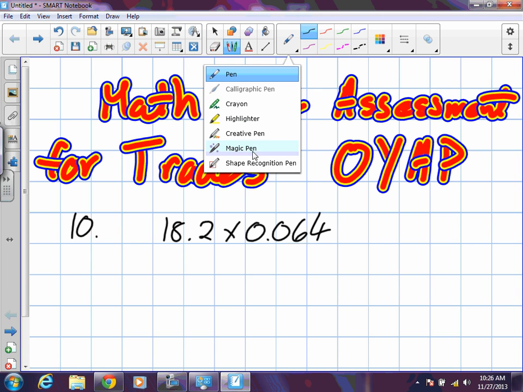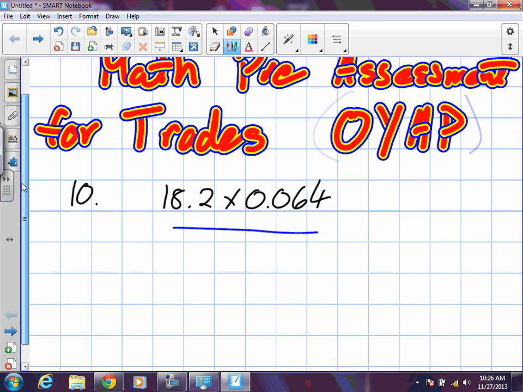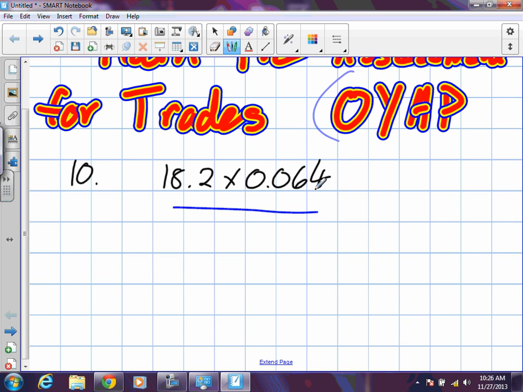Okay, so we're going to try to go through a bunch of examples for the math pre-assessment for the trades. It's your OYAP interview questions. Okay, so if you're going into a trade, all of these are very important, especially when applying to college. A lot of entrance exams go over these things that you're not allowed to use a calculator for, so you have to know how to do it by hand.